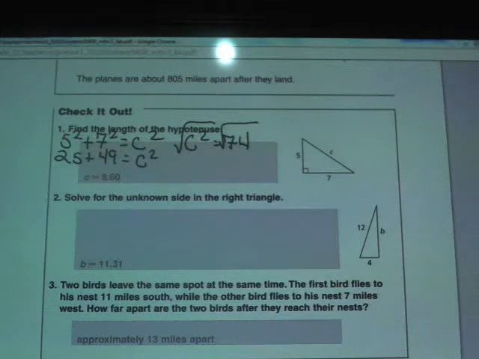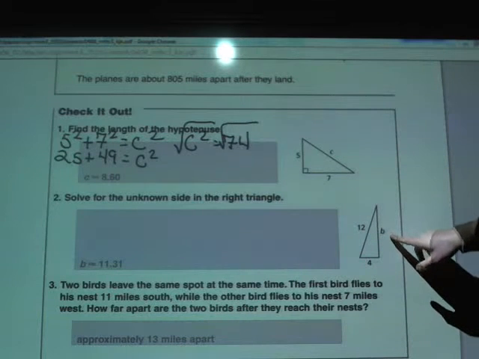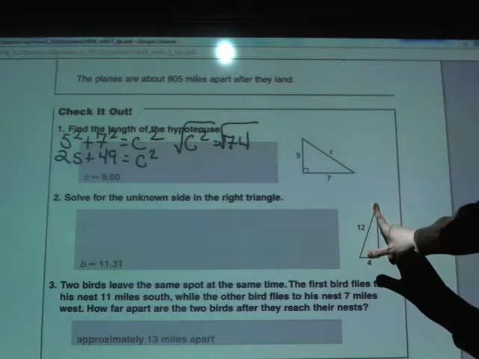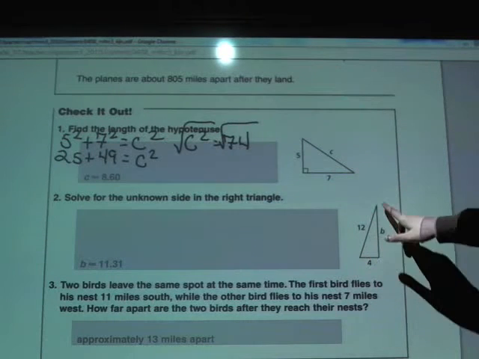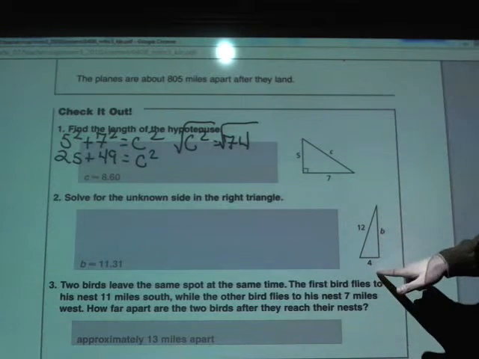Take a look at question 2. Very similar to a question we had earlier. We're finding the unknown side, and the unknown side now is b. Well, remember, b has to represent one of the legs. We know it's one of the legs because in this illustration, it's one of the 2 sides that makes the right angle. So these 2 guys are the legs. 4 and b represent the legs here.